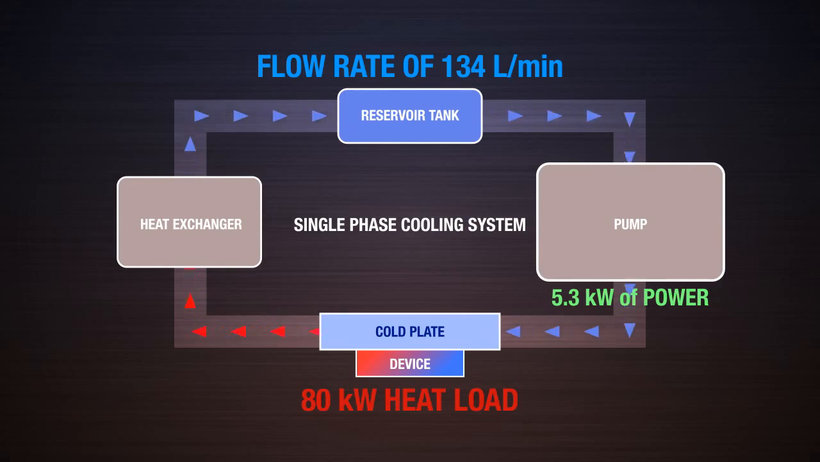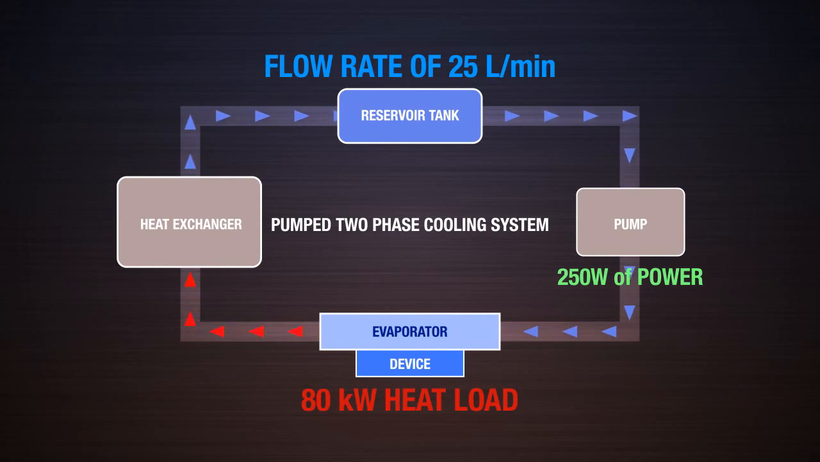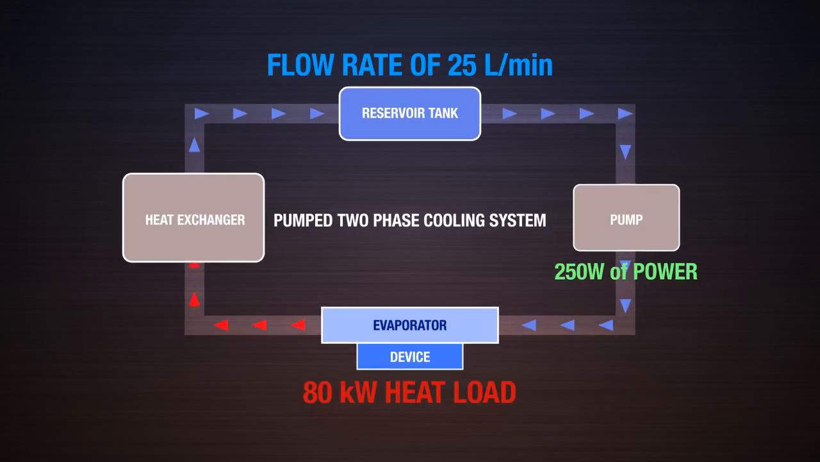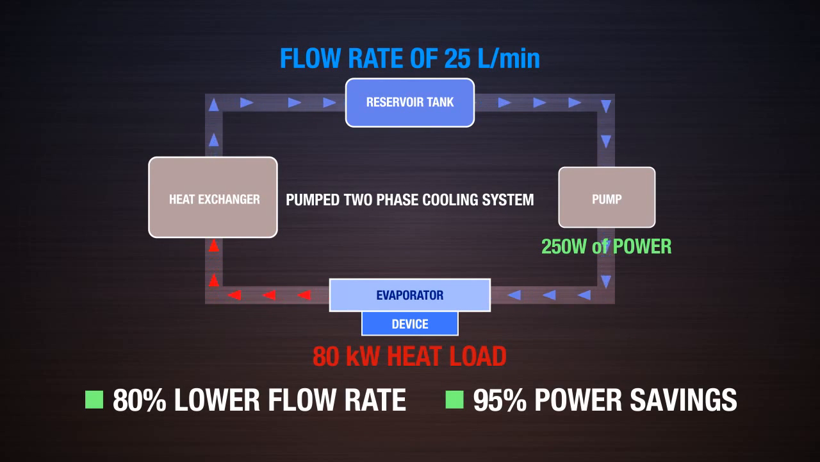In terms of weight and power savings, we've shown that for an 80 kilowatt heat load, a pumped liquid system would require a pump that utilizes 5.3 kilowatts of power and a flow rate of 134 liters per minute to remove the waste heat. By contrast, a pumped two-phase system would require pumping power of only 250 watts with a flow rate of 25 liters per minute, an 80% reduction in flow rate and a 95% reduction in power.